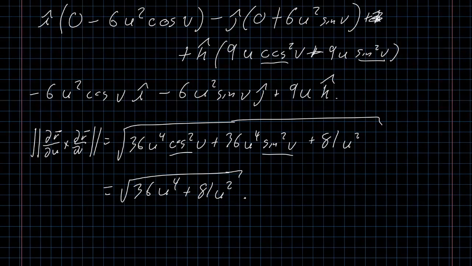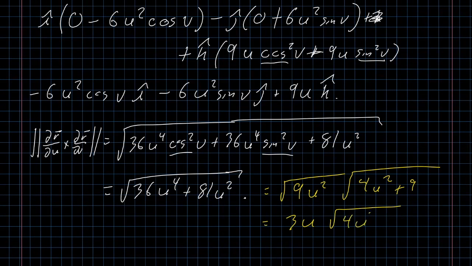And I could leave it at that, but I'm going to notice that there's a common factor of 9u squared in both of these terms that I can factor out. And doing that now is going to make my life a little bit easier later. So I've got a common factor of 9u squared, and when I factor that out, it leaves behind 4u squared plus 9. And having that is going to make my life an awful lot easier when it comes to the next step.